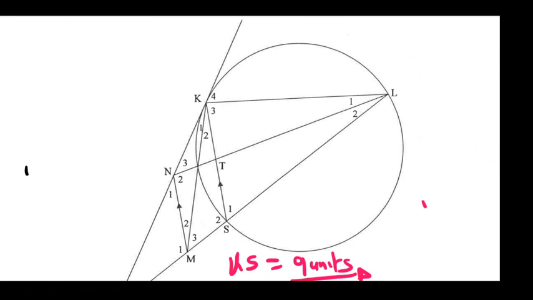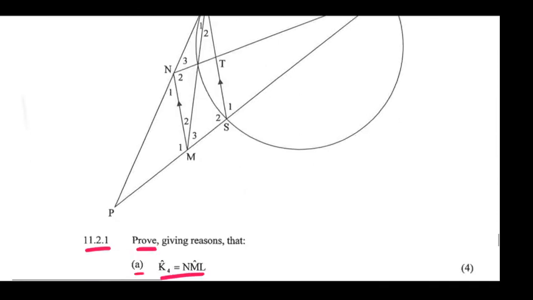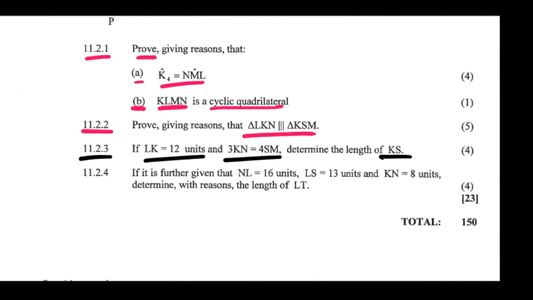Starting to understand this topic. So now we're going to do 11.2.4, where we are told that it is further given that NL is equal to 16 units, LS is equal to 13 units, KN is equal to 8 units.